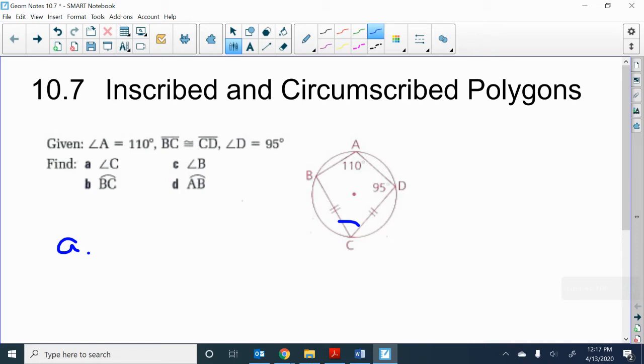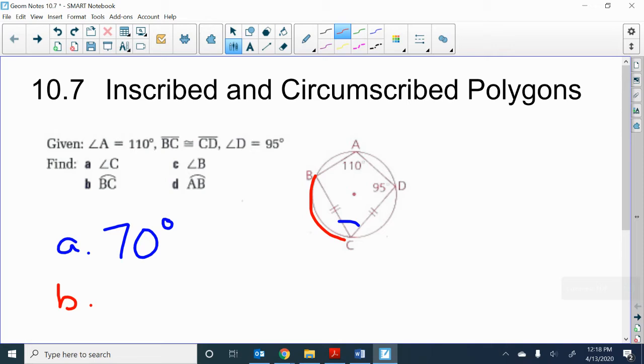And the theorem we just saw says that those two angles, A and C, have to add up to 180 degrees. So that means that the measure of C has to be 70 degrees. Okay, now on to B. B is asking for the measure of arc BC. How are we going to find the measure of arc BC?